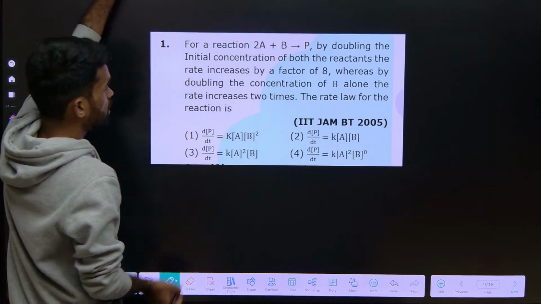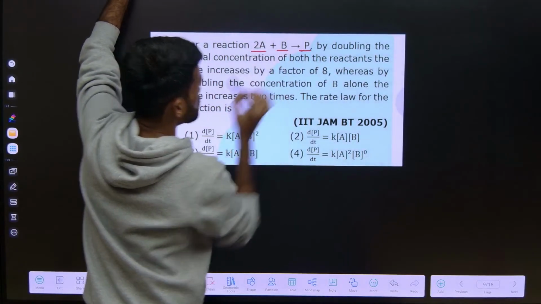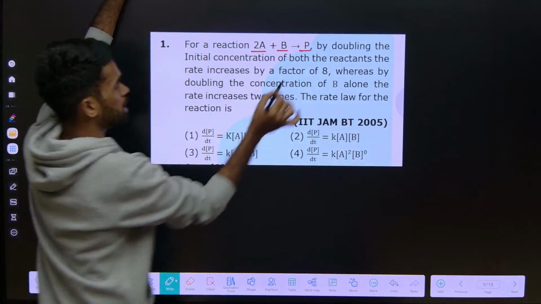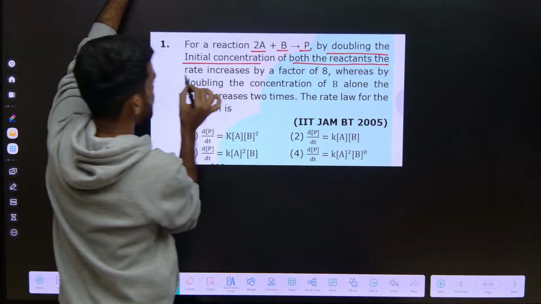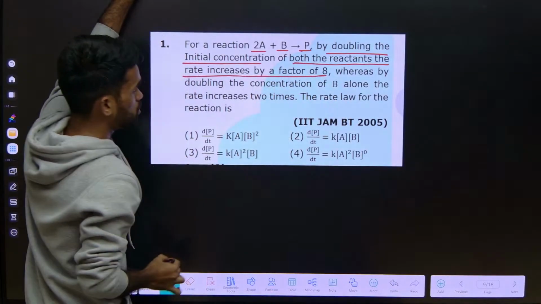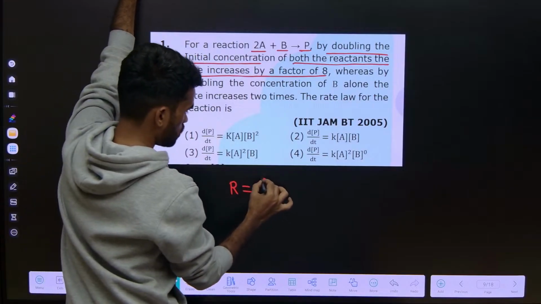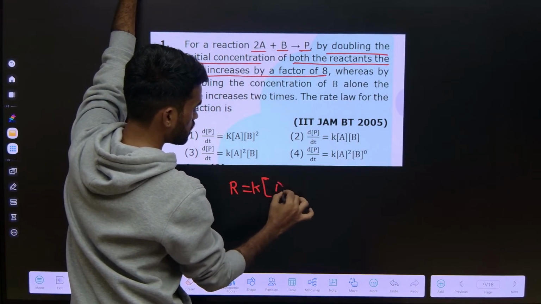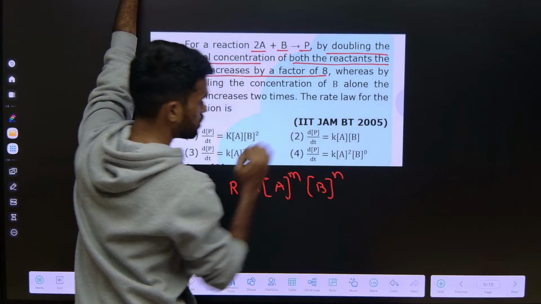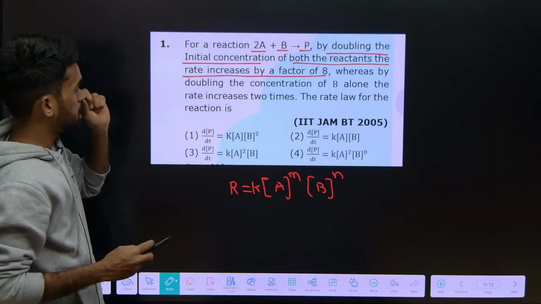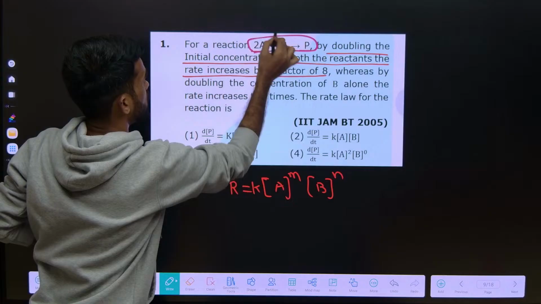See what they are saying, for a reaction 2A plus B gives rise to P as product. By doubling the initial concentration of both the reactants, the rate increases by a factor of 8. It means what is the rate of this reaction? You can write rate is equal to k into A to the power m and B to the power n. That's it. This is the initial rate of reaction we have written by looking at the given data.